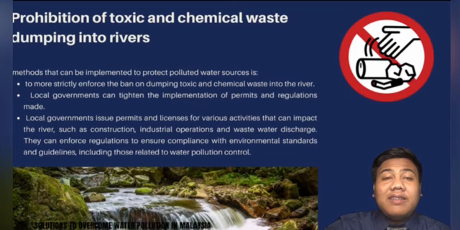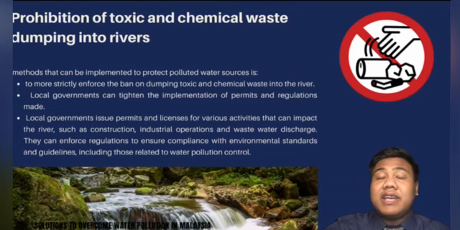Local governments can tighten the implementation of permits and regulations made. Local governments issue permits and licenses for various activities that can impact the river, such as construction, industrial operations, and wastewater discharge. They enforce regulations to ensure compliance with the environmental standards and guidelines, including those related to water pollution control.